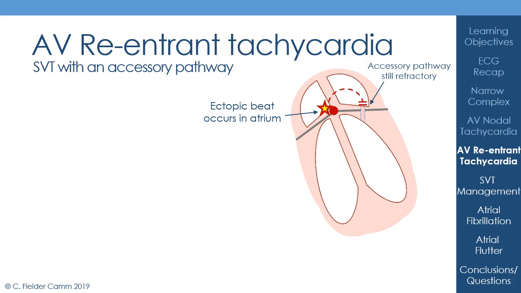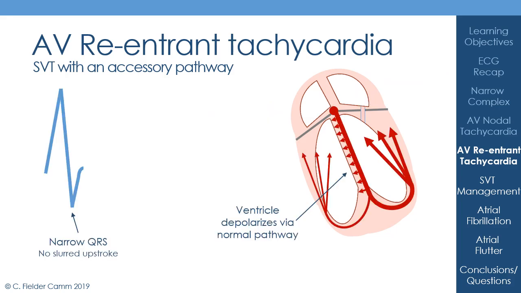And so no signal goes down that accessory pathway, but it is able to go down the AV node, and the ventricles depolarize via that normal conducting system. And so you get this narrow QRS complex. Interestingly, in that situation, because there's no signal going down the accessory pathway, there's no slurred upstroke. Okay, so you get a normal, narrow QRS complex.